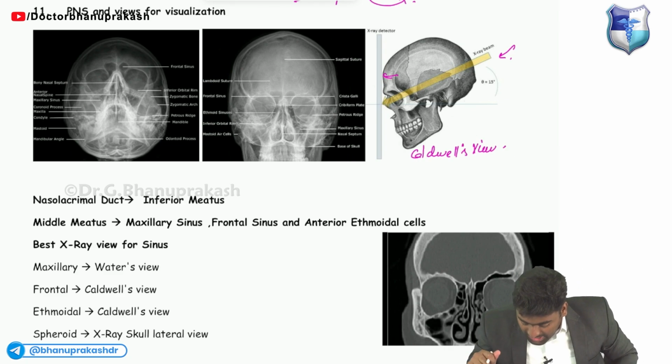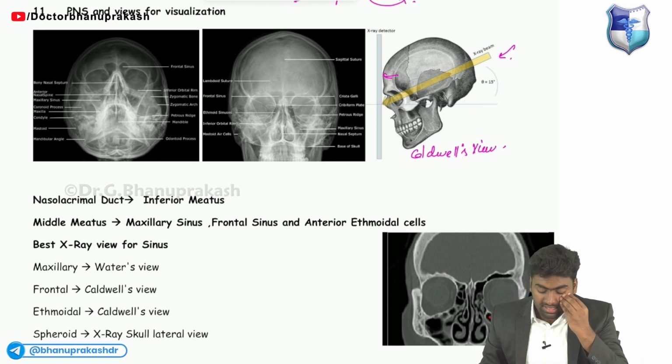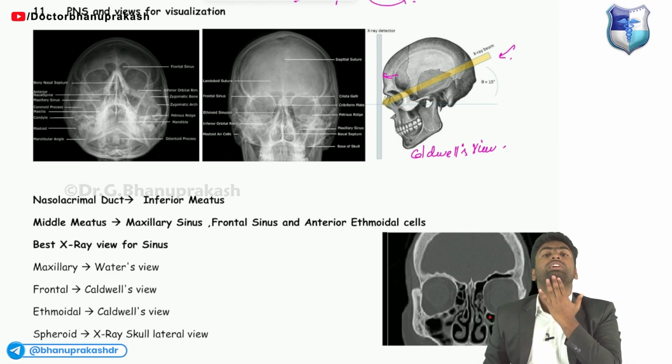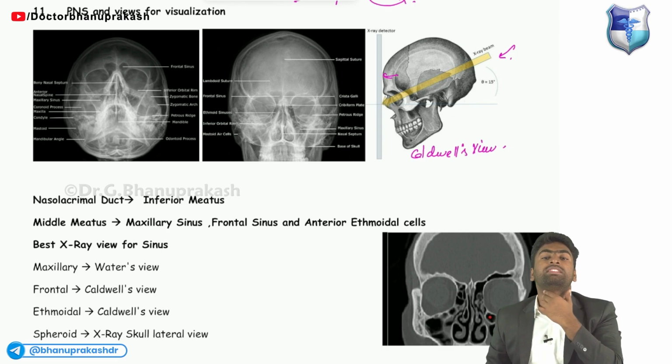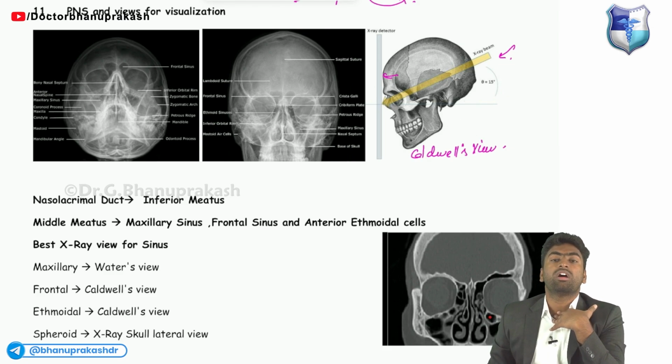Next, there is one more view which we mostly use to see the maxillary sinuses. To see the maxillary sinuses, हम क्या करेंगे? We'll use one more view, which is known as what? Here from the mentum we will pass the ray. So we'll do like this. So it is known as what? It is known as Waters view.